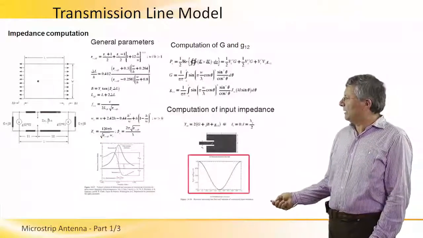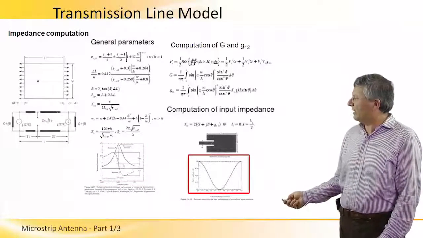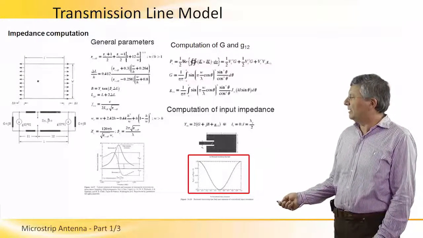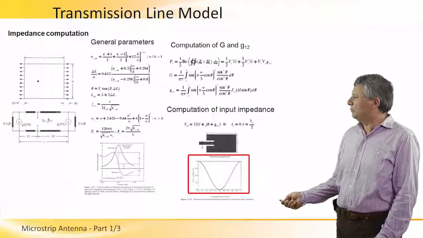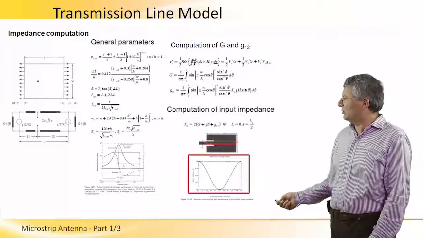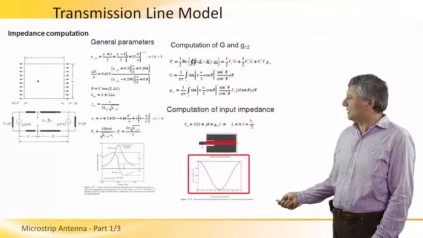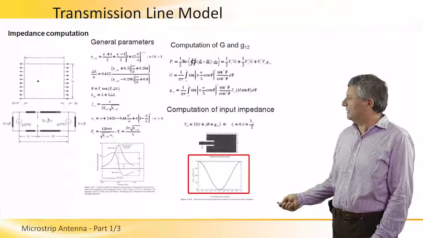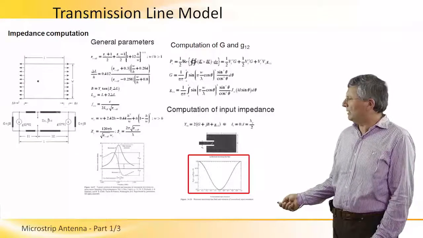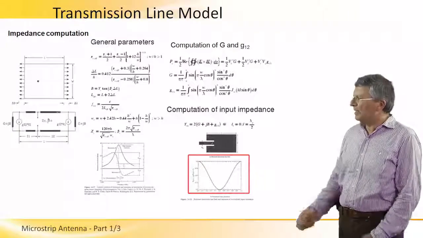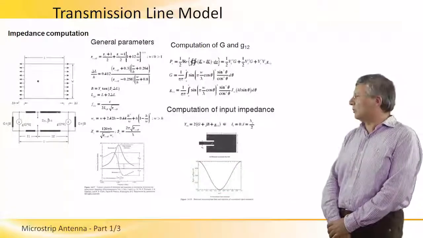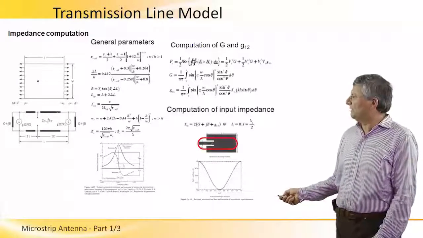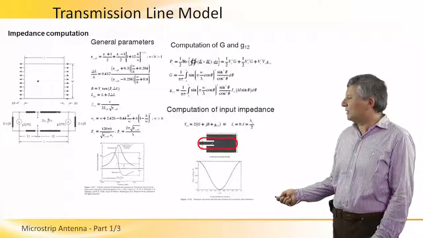In this plot, we can observe how the input resistance of the patch antenna varies with the input feeding point location along the axis of the patch, such that on the edges we obtain maximum radiation resistance, and at the center the input resistance is equal to 0. This is a very useful way to control the impedance of the microstrip antenna by varying the location of the feeding point.